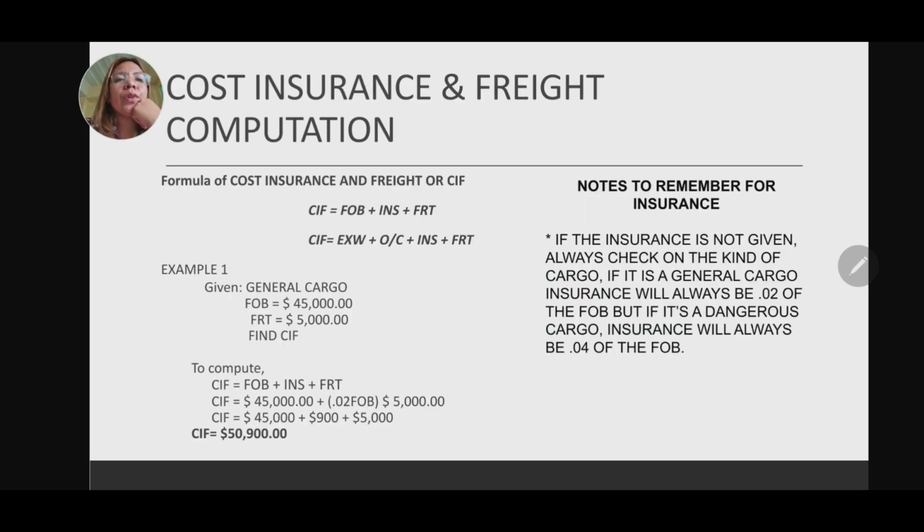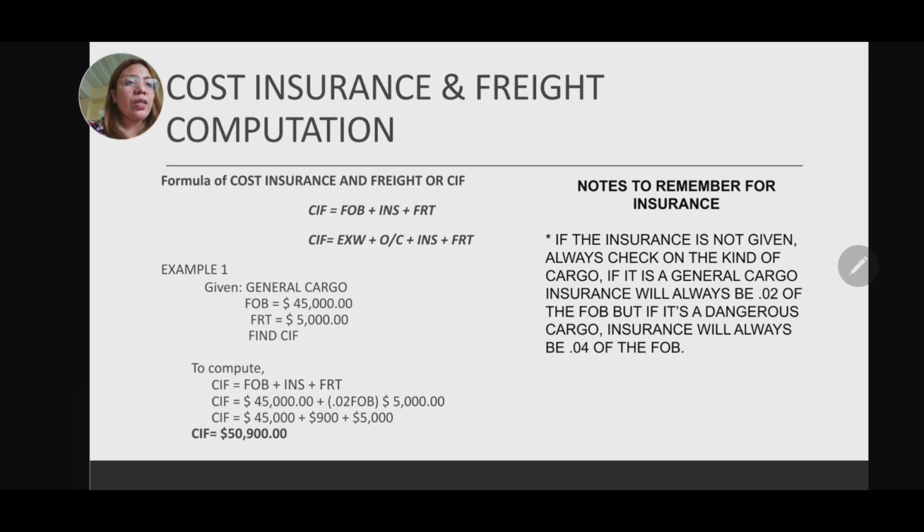For the formula of cost, insurance, and freight, or CIF, the basic formula is FOB plus insurance plus freight. But we can also use this formula if we don't have a given FOB value, and that would be ex works plus other charges plus insurance plus freight. Before we continue, we need to understand a very important note about the CIF. Since one of the components of the CIF is the insurance, we need to know the rules on how we're going to get the insurance if the insurance is not given in the problem.